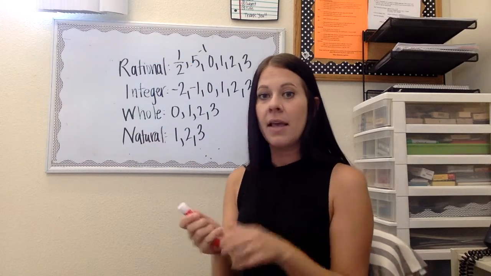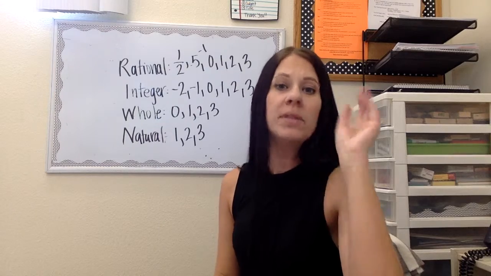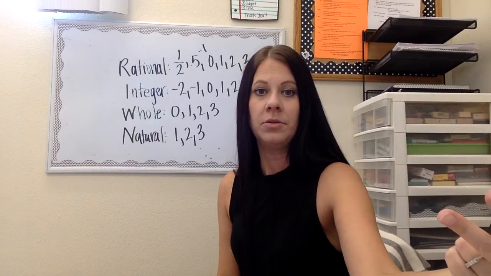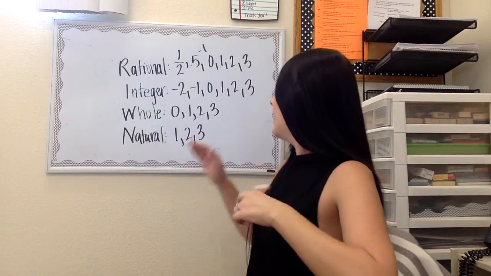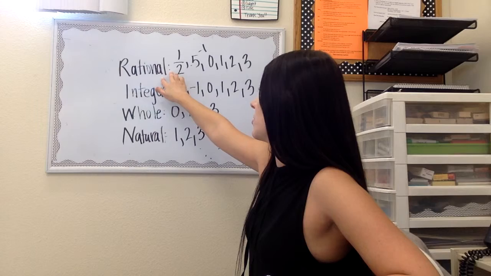And on a test, they would expect you to be able to say all of them. They don't want you to just say, oh, it's whole. They want you to say it's whole, it's integer, it's rational. Okay? If I'm a -2, I'm an integer and I'm rational.